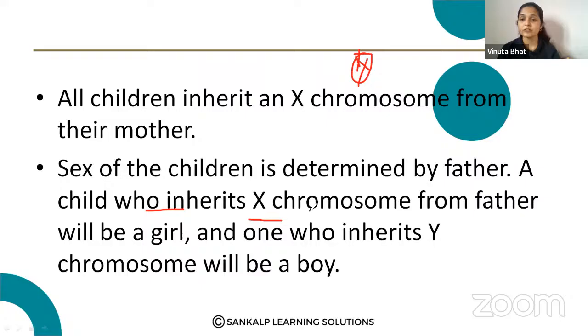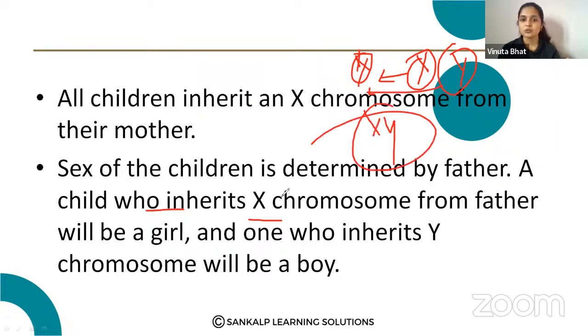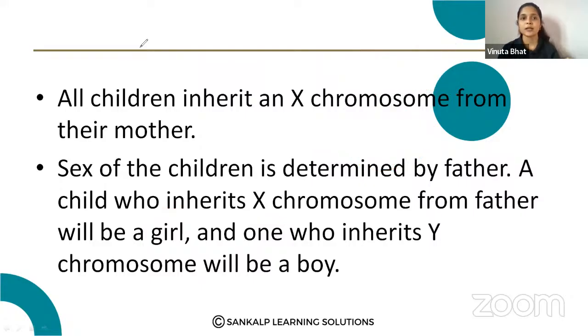So the sex of the child is determined by the father, because the sperm may contain either an X chromosome or a Y chromosome. If the X chromosome is present in the sperm, then the resulting baby will be a girl, and if the Y chromosome is present in the sperm, then the resulting baby will be a boy, XY. So like this you should explain how sex is determined in human beings.